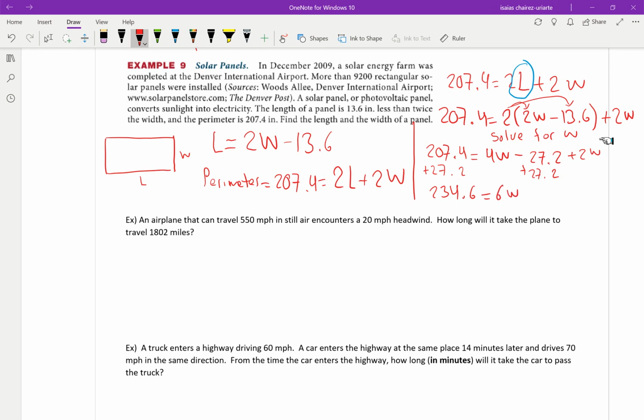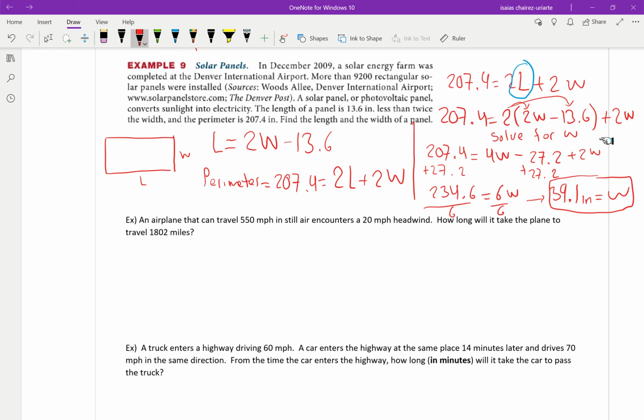Divide everything by 6, or multiply by 1/6, and we get that W equals about 39.1. That's my W. We're dealing with inches here, so let me put the units here. So 39.1 inches is the width. Now, how do I find the length?